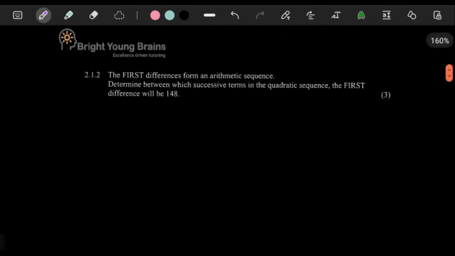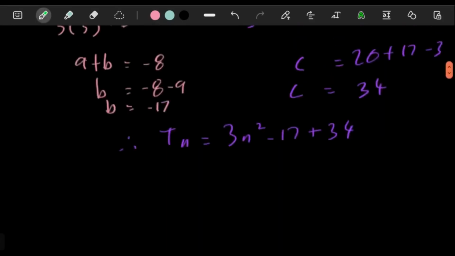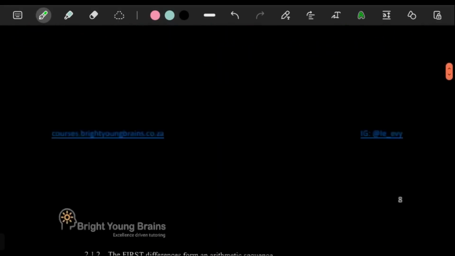Okay, the next one, 3 marks. It says the first differences form an arithmetic sequence. Yes, they always do. Because if you look at the first differences, it's these numbers: negative 8, negative 2, and 4, going onwards. You can see they have a common difference, which is 6. So this is referred to as the first differences, and there'll always be an arithmetic sequence since they have a common difference.